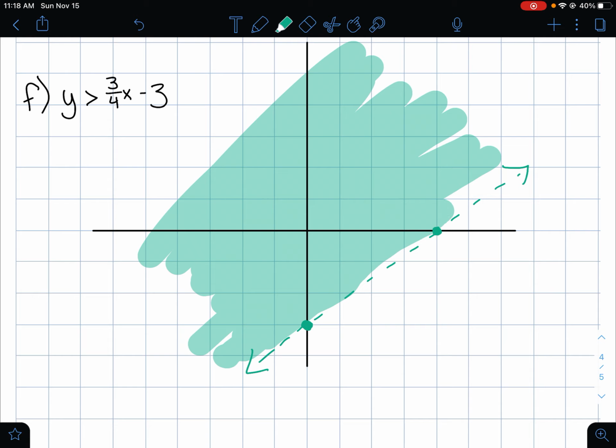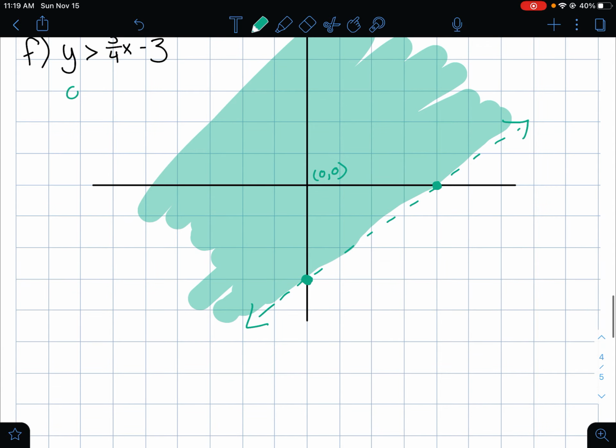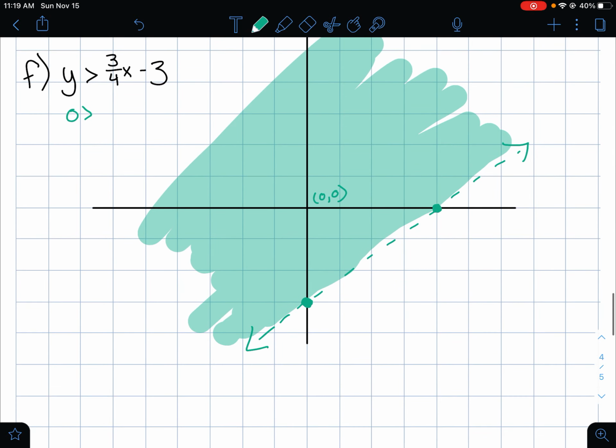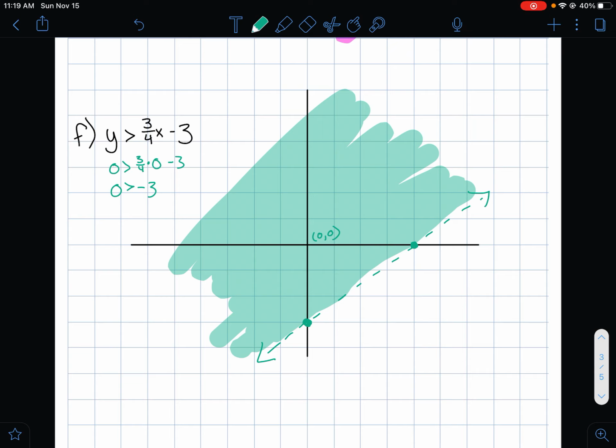Also, if you didn't understand that part, because it says y is greater than the line itself, if I plug in 0, 0, I would have 0 is greater than 3/4 times 0 minus 3, which is 0 is greater than negative 3. And 0 is greater than negative 3, so that's why we shaded that side of the line. Your shading doesn't need to be perfect or exact, just like that is completely fine. When you're using your pencil, you can just scribble like that, knowing which side of the line is being shaded.